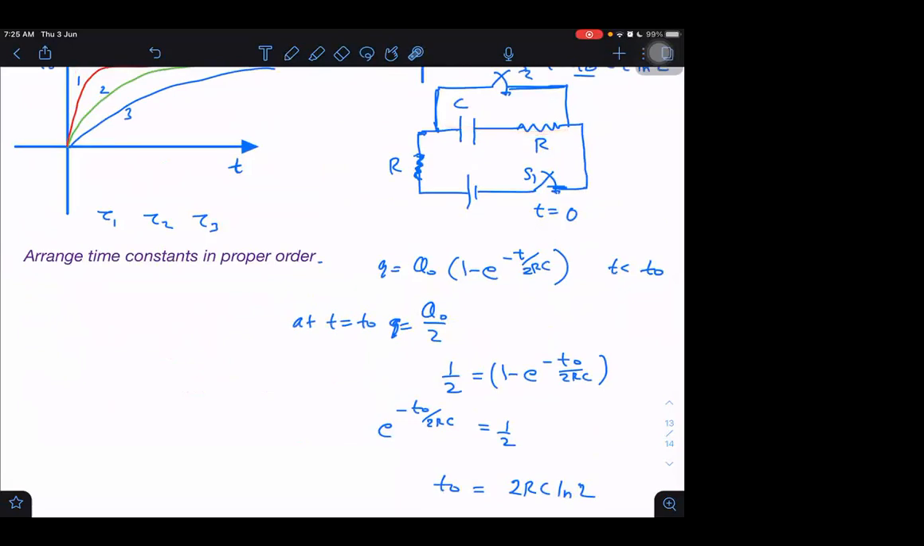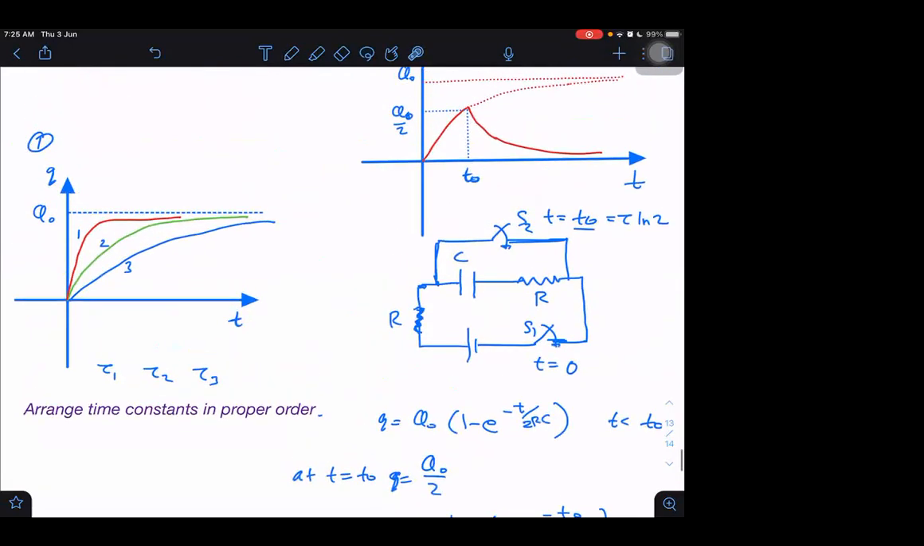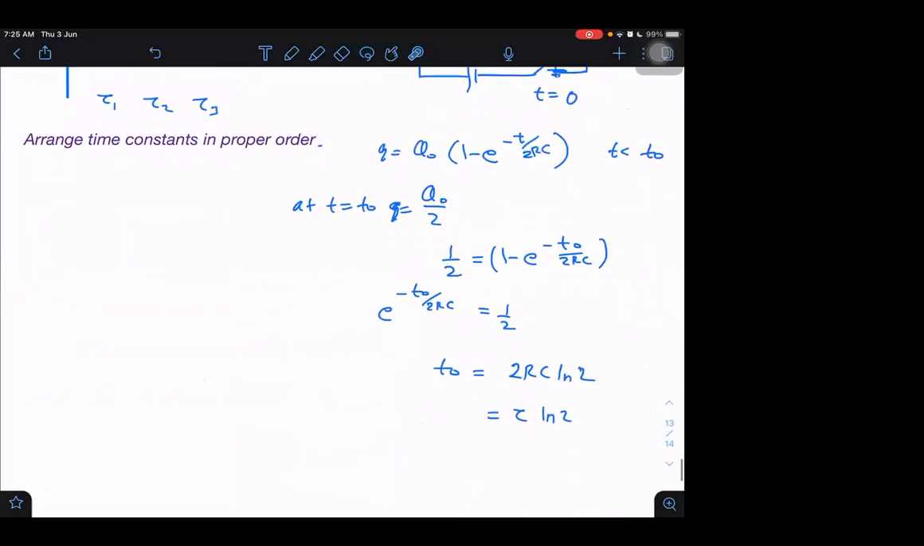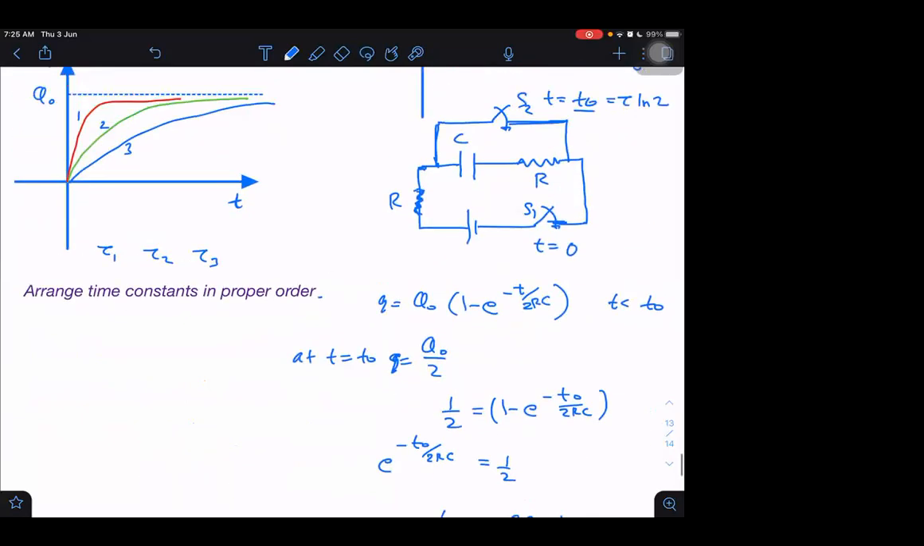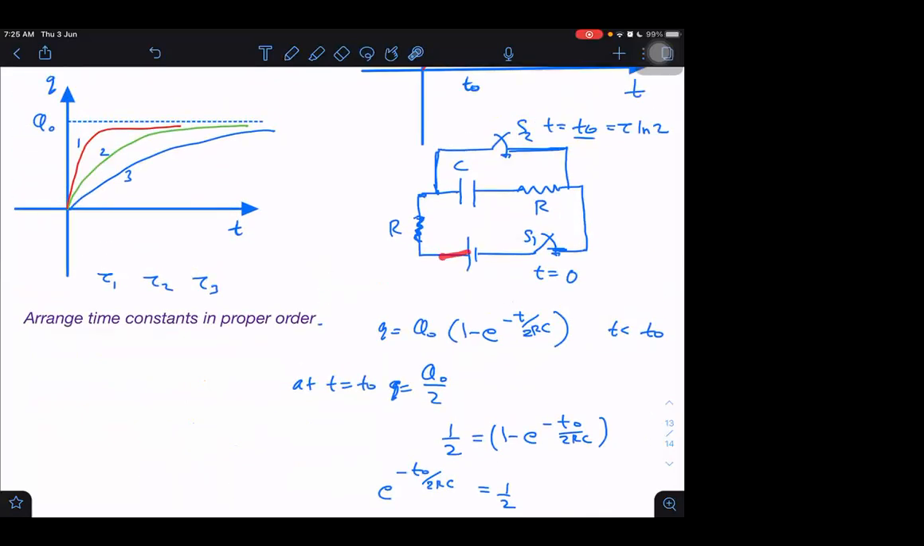While it is discharging, what charge had it acquired up to that time? Q naught by 2. So my discharging process will start from here and go up to this. Then what is the equation for such cases? Q is equal to Q naught by 2 into e raised to power minus t by the new time constant. Remember, it is just discharging.